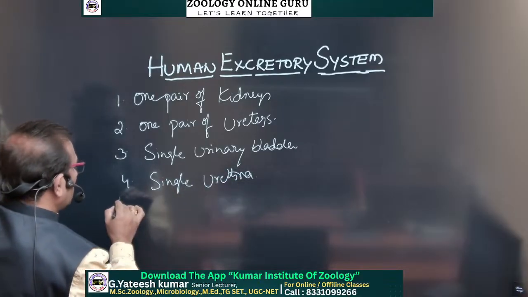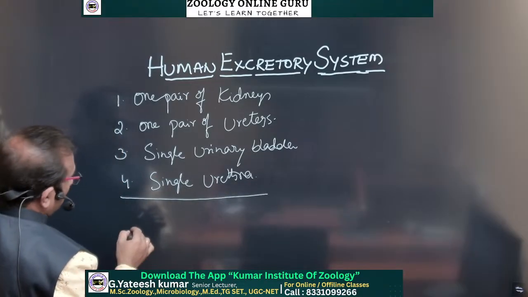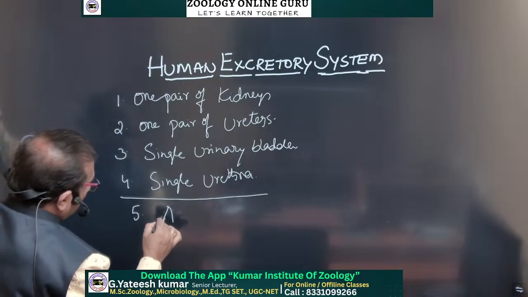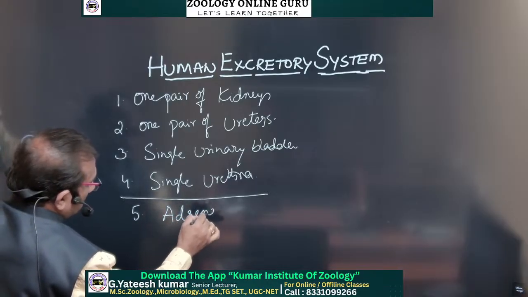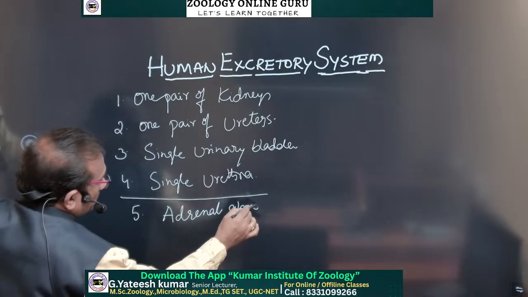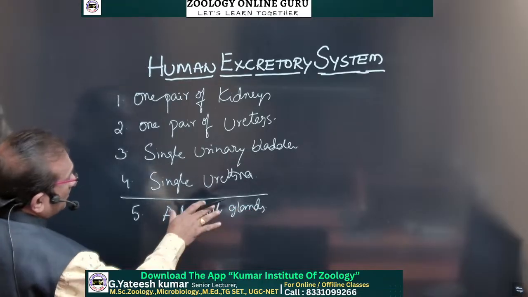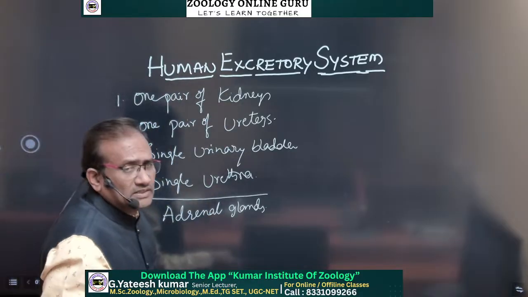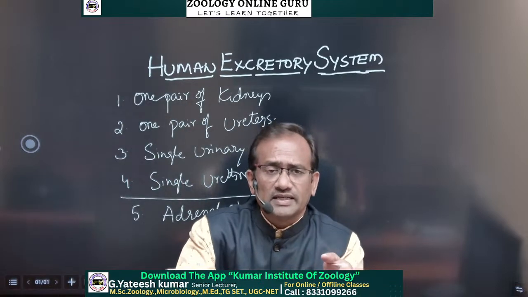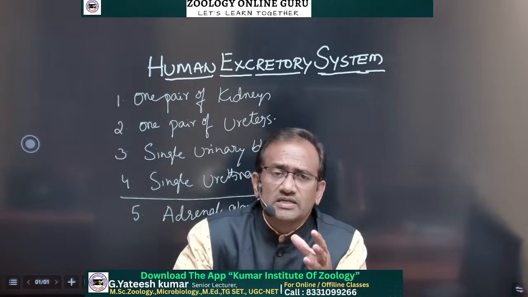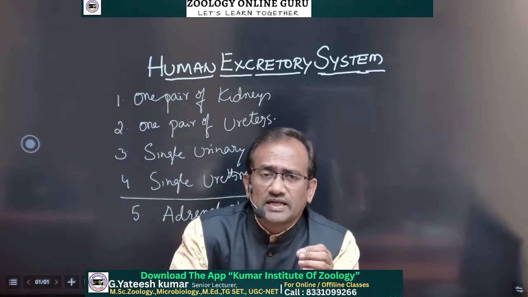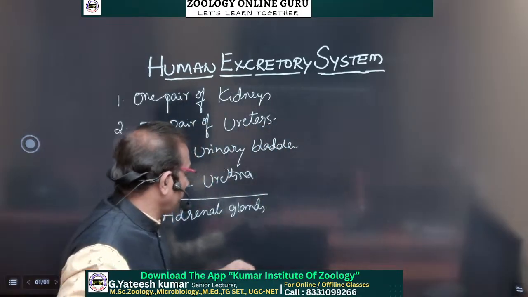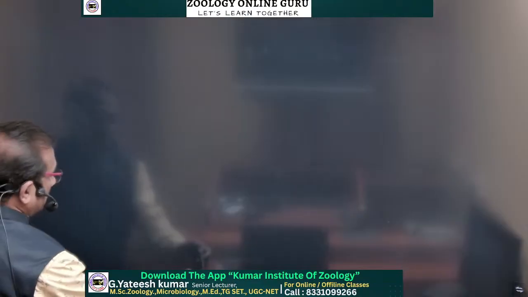Apart from these parts, another endocrine gland is also present above the kidneys, that is called the adrenal gland. It does not come under the human excretory system, but this part is also present. So one pair of kidneys, one pair of ureters, a single urinary bladder and a single urethra are the parts present in the human excretory system. Now we will discuss the kidneys.